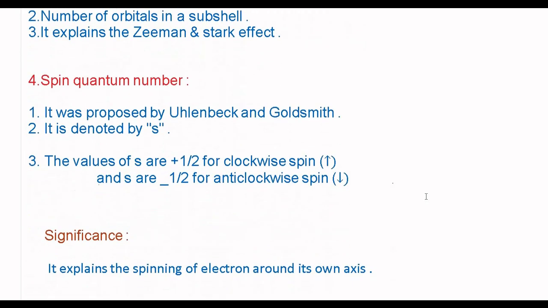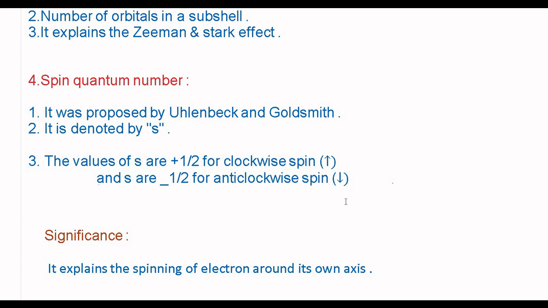And the last quantum number, that is the spin quantum number. This quantum number was proposed by Uhlenbeck and Goudsmit. It is denoted by small s. The values of s are plus half for clockwise spin, minus half for anti-clockwise spin. That means clockwise spin we indicate with an upward arrow, and anti-clockwise spin we indicate with a downward arrow.